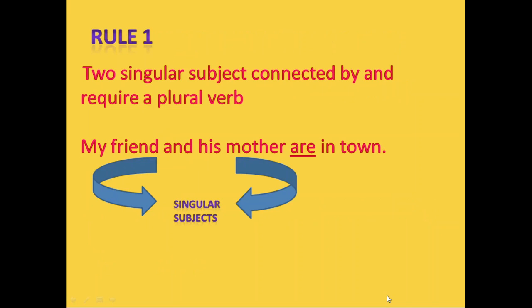Now, another rule is when two singular subjects connected by and, they require a plural verb. For example, my friend and his mother are in town. So, in this you can see that friend and mother are singular subjects. So, we will use a plural verb here. You have to always remember that when two singular subjects are connected by and, then they require a plural verb. So, friend and mother is the singular subject, so they require a plural verb are here.